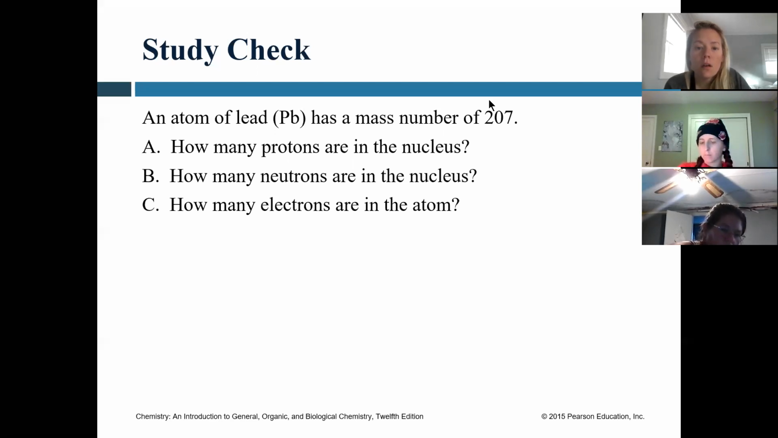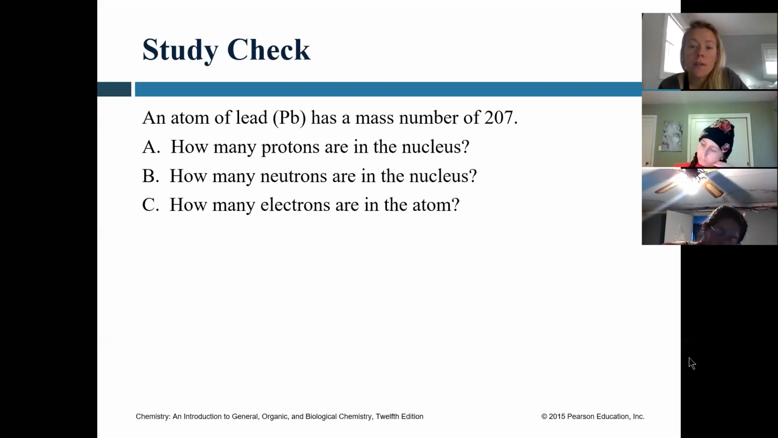So if it's lead, we have to find it on the periodic chart. Where are you, lead? All right, it's number 82. So it has 82 protons. Easy to figure out. Its atomic mass is 207 because that was given to you.